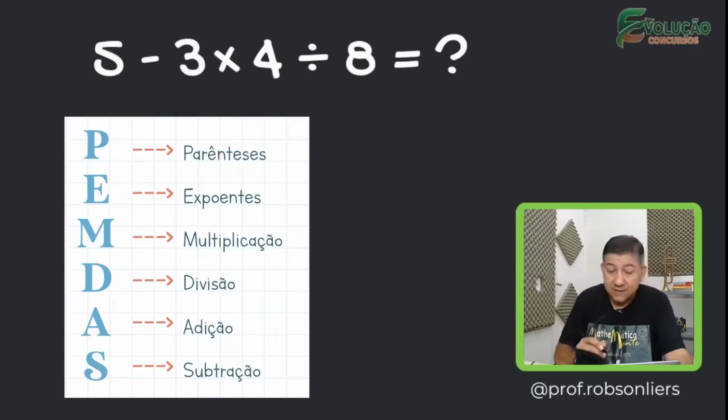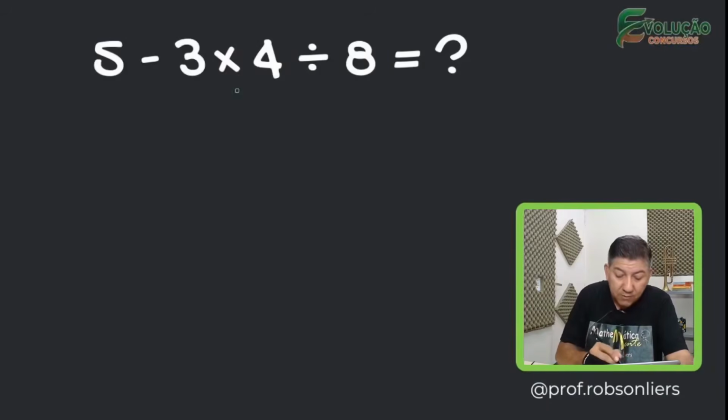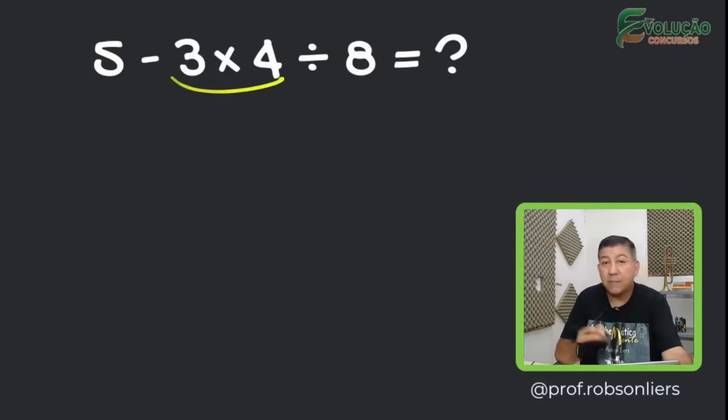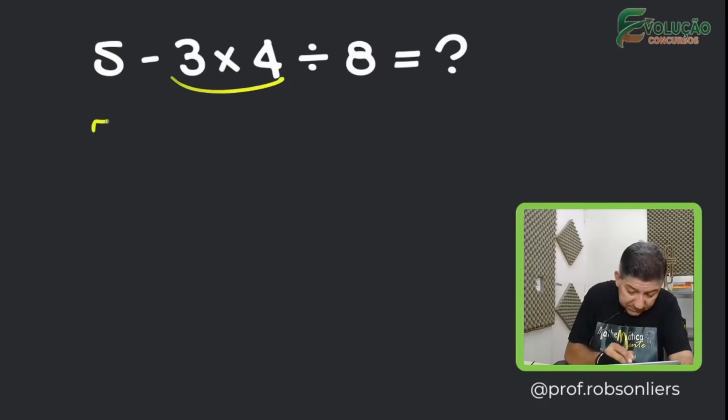So, in this case here, we have a subtraction, a multiplication, and a division. We can't solve the subtraction before the multiplication and division, alright? First here, since multiplication and division appear in this order, we solve the multiplication first. So, I'll repeat it here. 5, 3 times 4 is 12. Since it's minus 3 times 4, that's minus 12. So, minus 12 divided by 8.